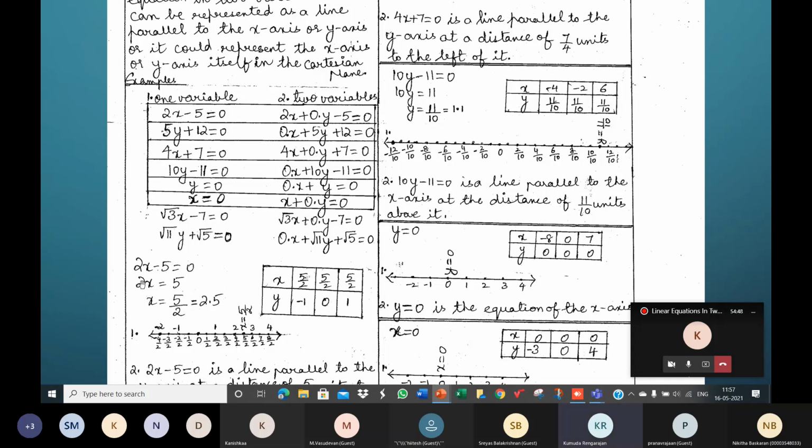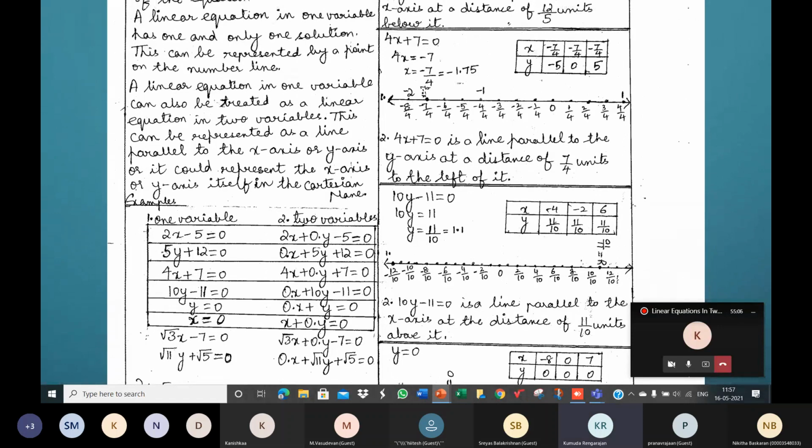So now you've also seen how to represent the solution on a number line. X is equal to 5 by 2, number line, show the markings, and 5 by 2, highlight that point and write x is equal to 5 by 2. Graphical representation.